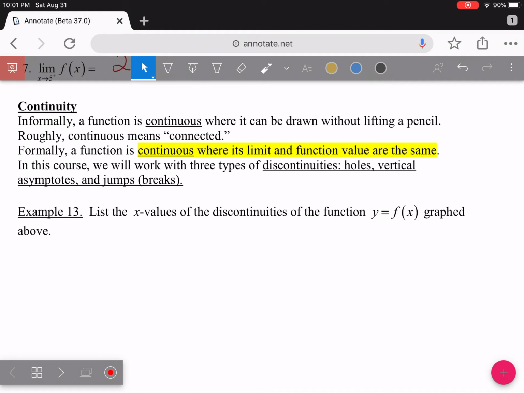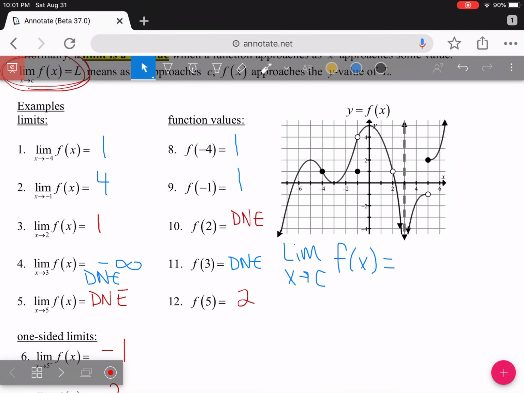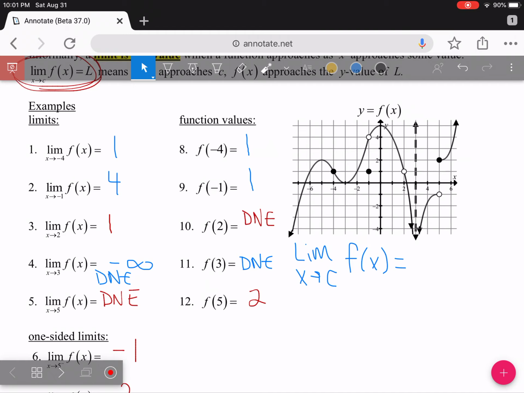The actual definition is that it's continuous where its limit and function value are the same. So let's take a look at that. And basically that means, like right here, at x equals -4, the function value is -4, and the limit is also -4, which means that as I get really close to -4, I'm approaching the same value that the function value is.